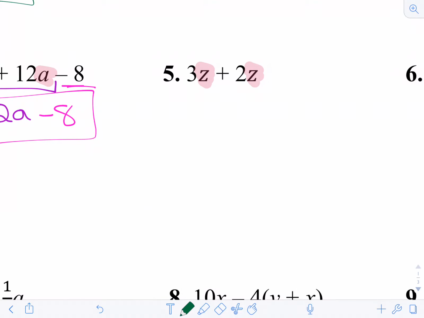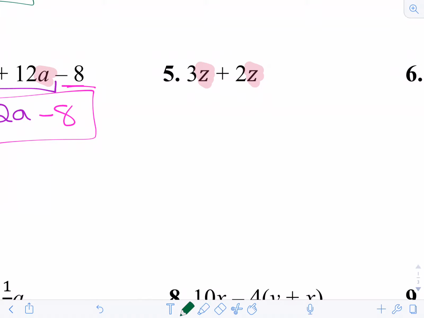So I have 3 of these letter z's. I'm adding 2 of these letter z's. And remember, z can represent anything. It can represent shoes, cell phones, pencils, pens. It doesn't matter. Z is just a variable for something. So I have 3 of these z's, and I'm adding 2 of these z's with it.